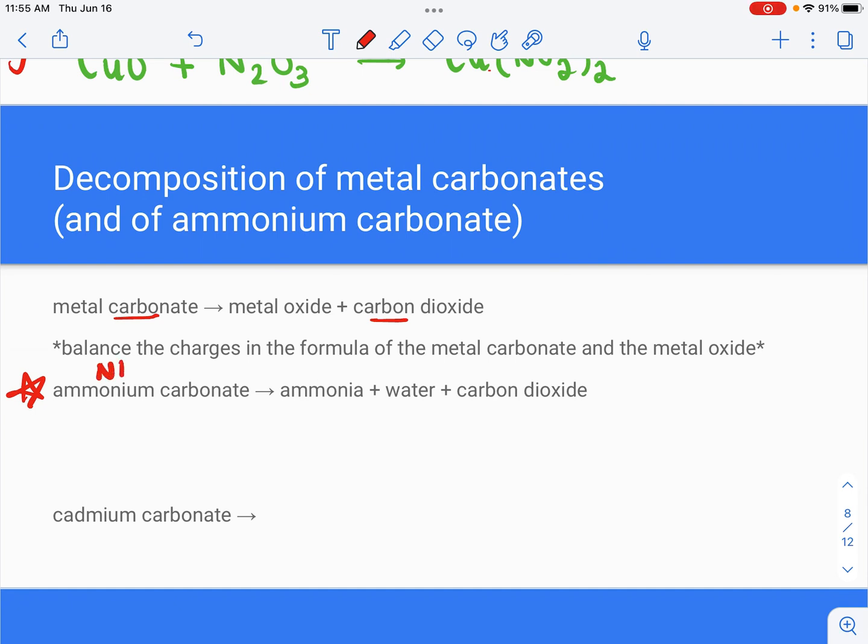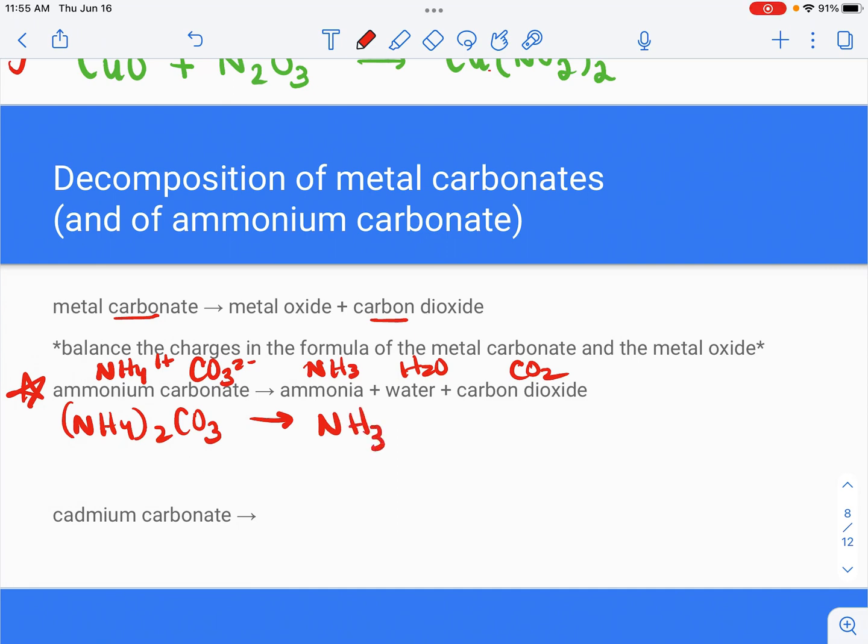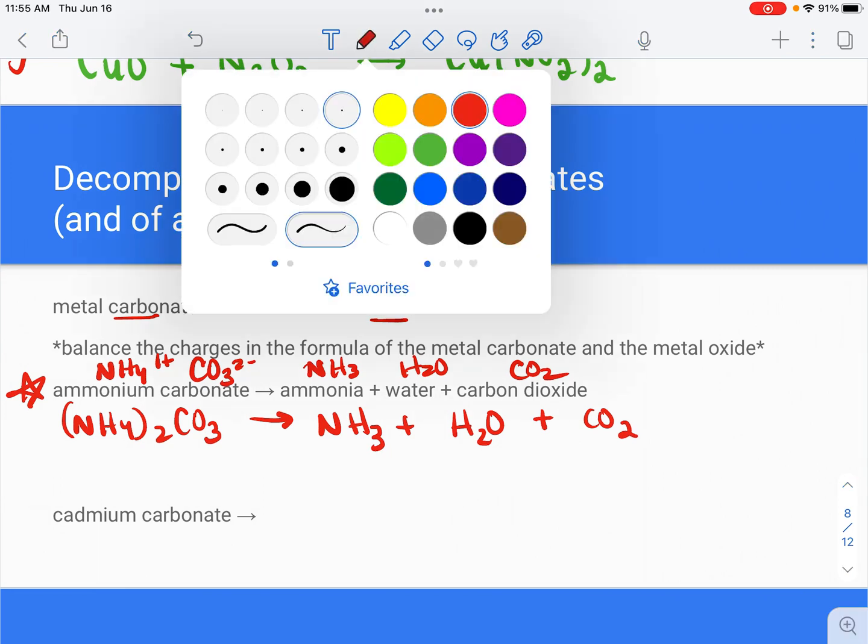So let's go through here. Ammonium is NH4 1+, carbonate is CO3 2-. This means that I'm going to have (NH4)2CO3, and I get ammonia, which now you should know is NH3, water, which you should know is H2O, and carbon dioxide, which you should know is CO2. So I don't need to do any charge balancing because they're all molecular. And now I just need to add coefficients to balance the equation.